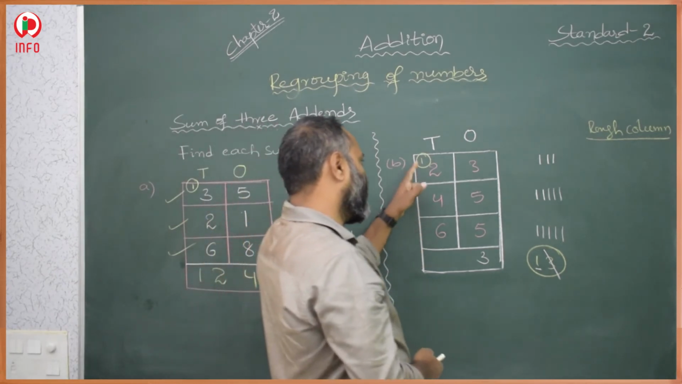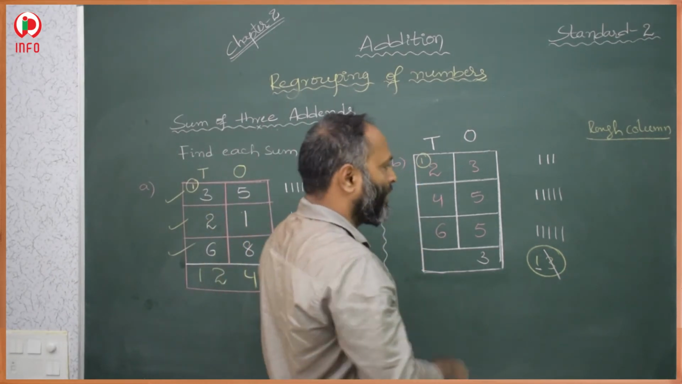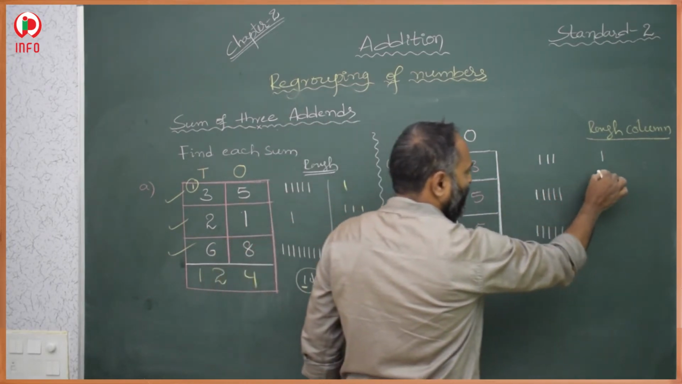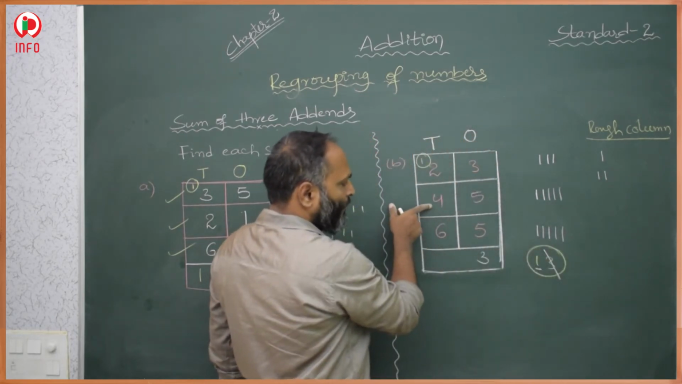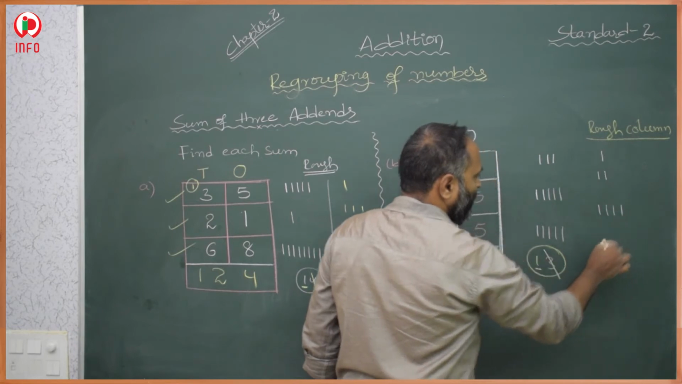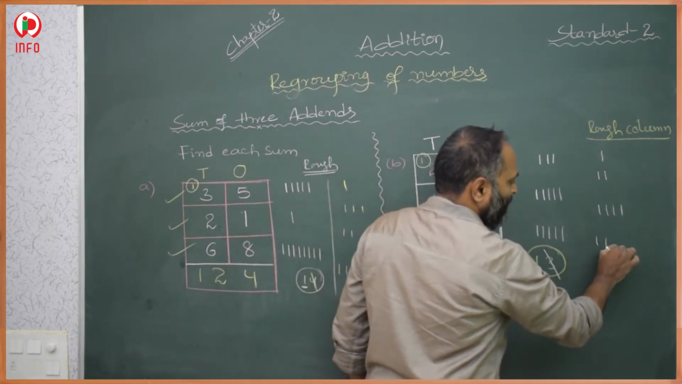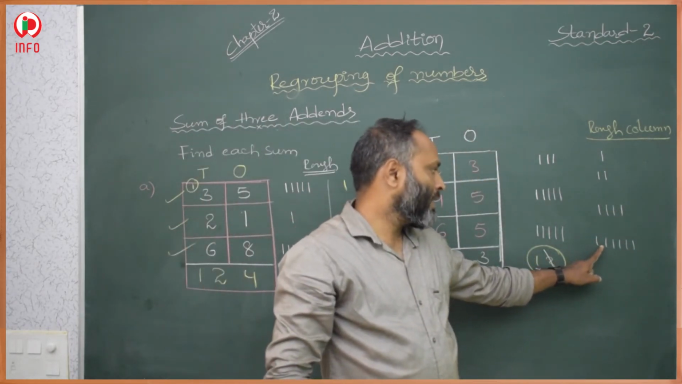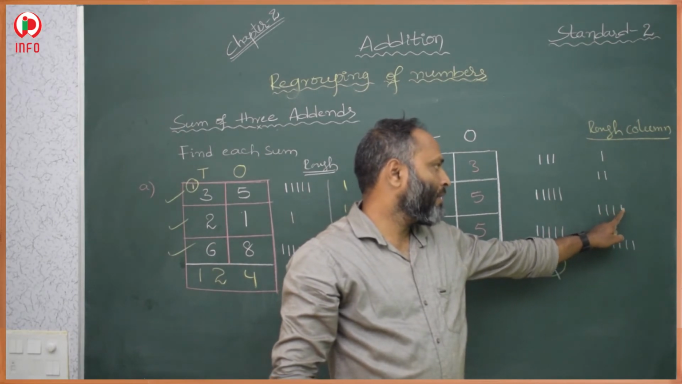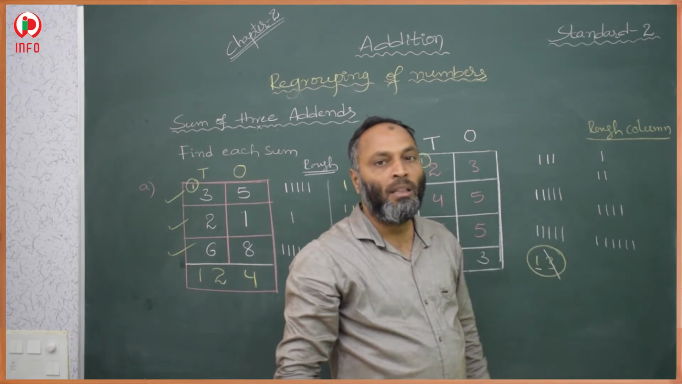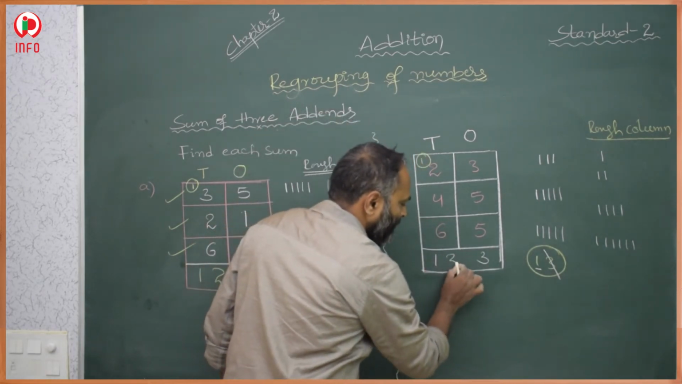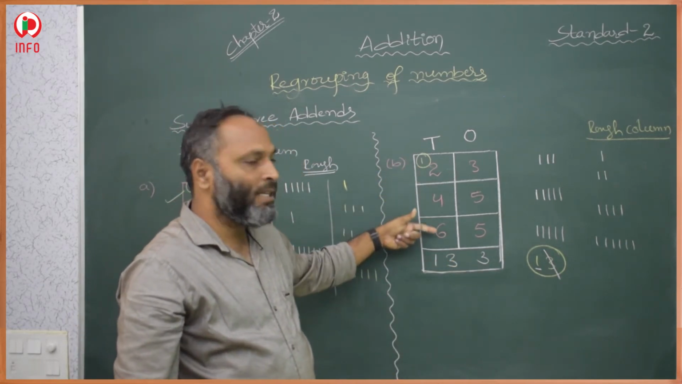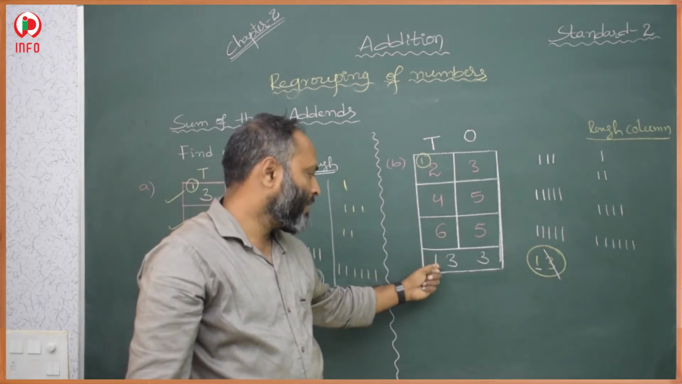Then again we have to add all this: 1, 2, 3, 4, 1, 2, 3, 4. First you take one line, then 2 lines: 1, 2. Then 4 lines: 1, 2, 3, 4. Then 6 lines: 1, 2, 3, 4, 5, 6. Now you add all the lines. These 6 lines, 7, 8, 9, 10, 11, 12, 13. Total 13. So the sum is 133.